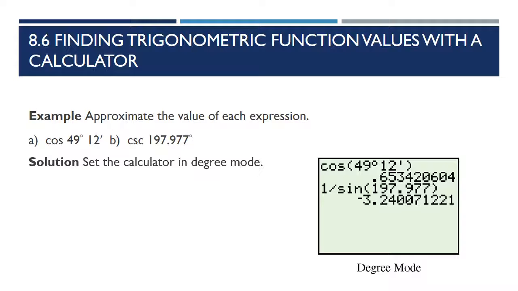For B, what you would need to do is 1 over sine 197.977 and put a degree there, and then it doesn't matter what mode you're in, it will automatically do it in degrees for you. So you can do that to keep from switching back and forth if you want to.